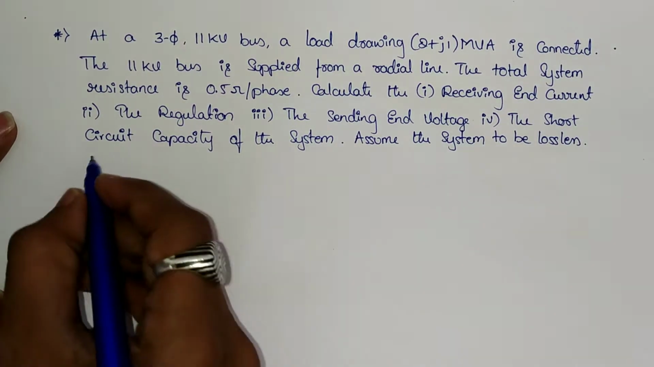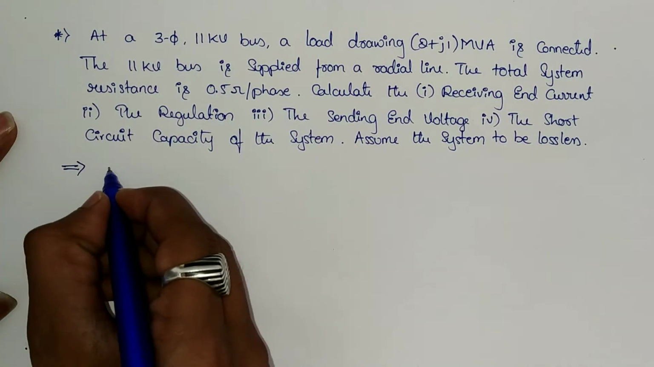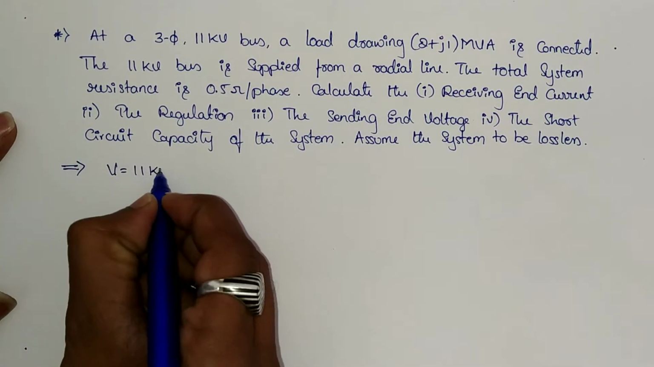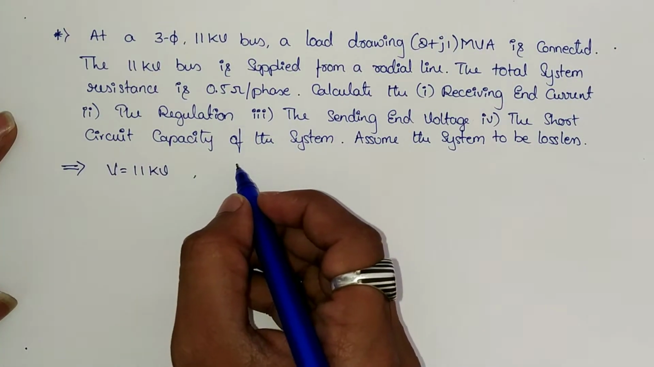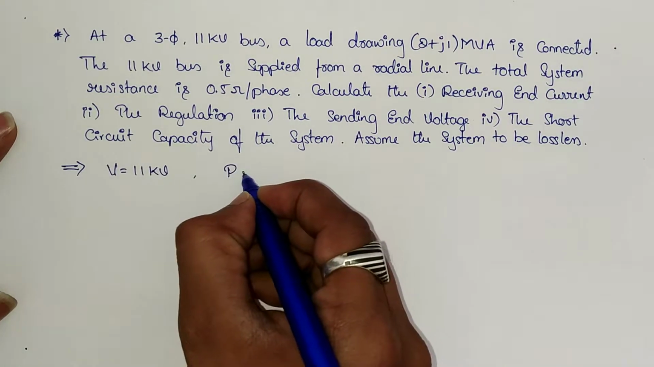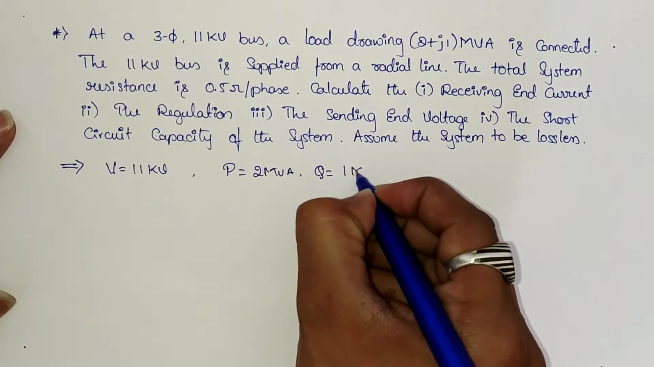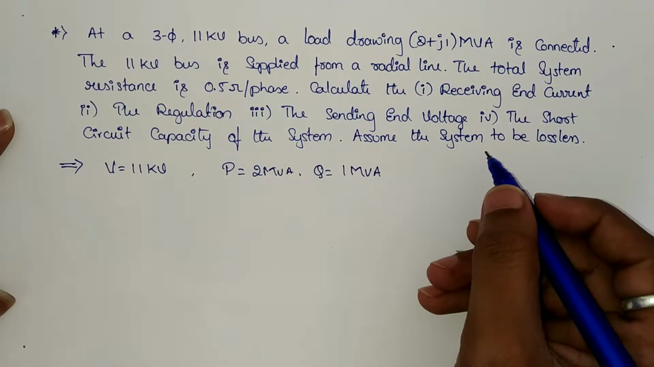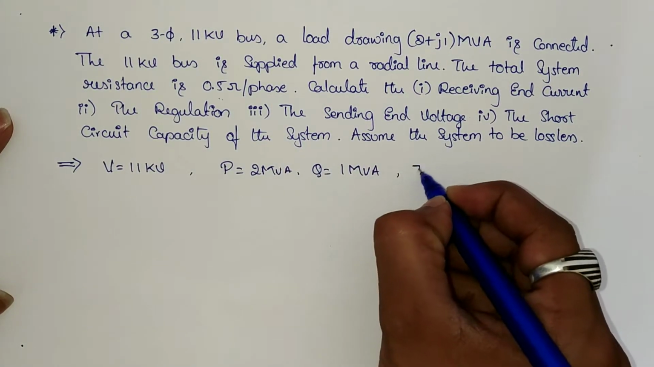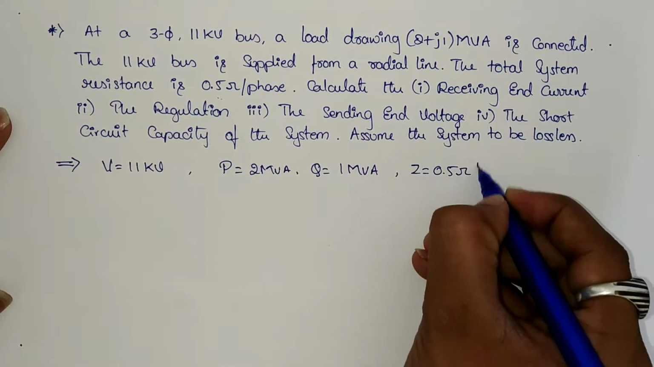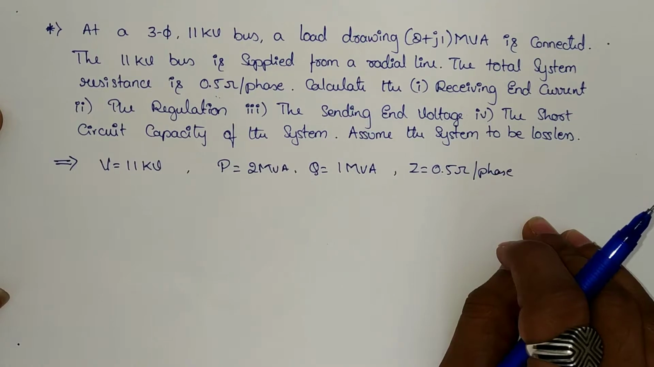To continue the problem, let us list out all the given parameters first. The given bus voltage is V equal to 11 kV and the load is 2 plus j1 MVA, which means P is equal to 2 MVA and Q is equal to 1 MVA, P plus jQ. And they had given the total system resistance as 0.5 ohm per phase, which means Z is equal to 0.5 ohm per phase. Now with these given parameters, let us solve the problem.